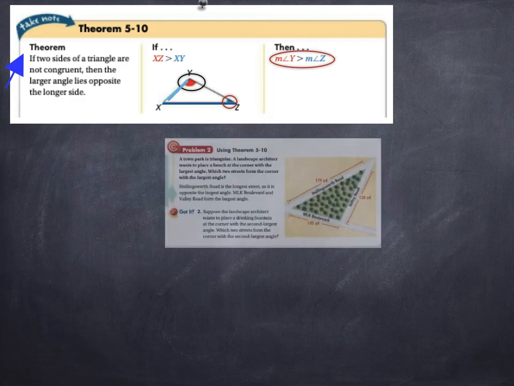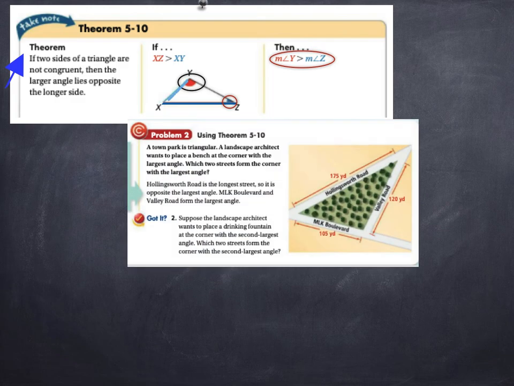So let's have problem 2. A town park is triangular. A landscape architect wants to place a bench at the corner with the largest angle. Which two streets form the corner with the largest angle? So we are just given the sides of this triangle. 175 yards, MLK Boulevard is 105 yards, and Valley Road is 120 yards.